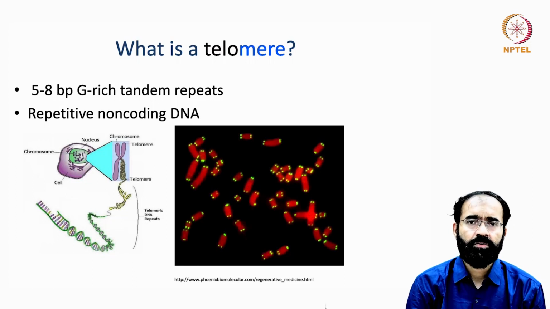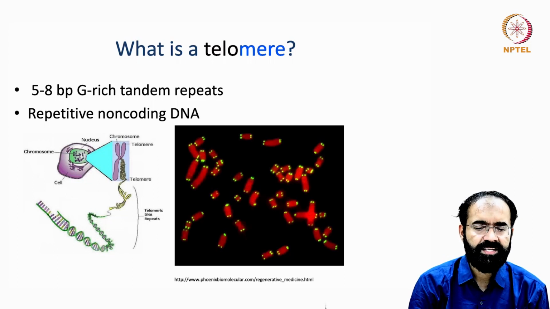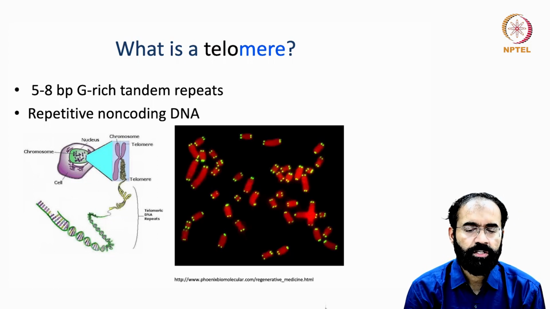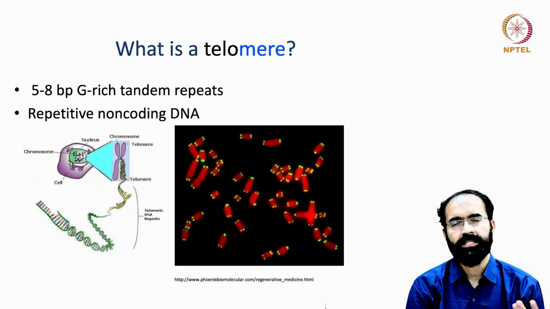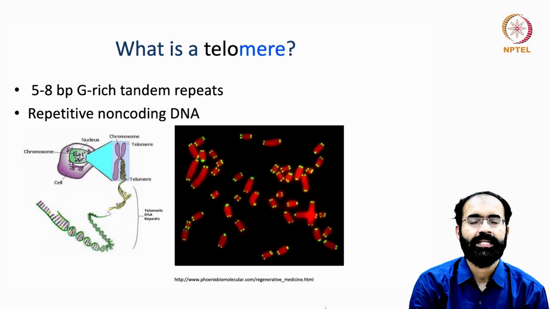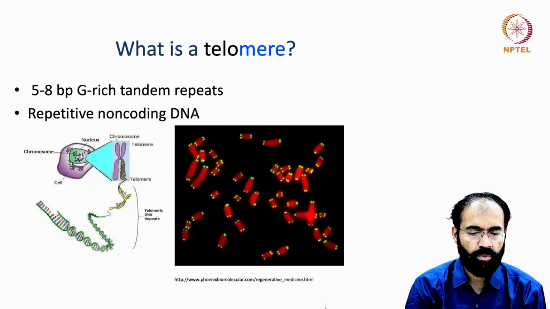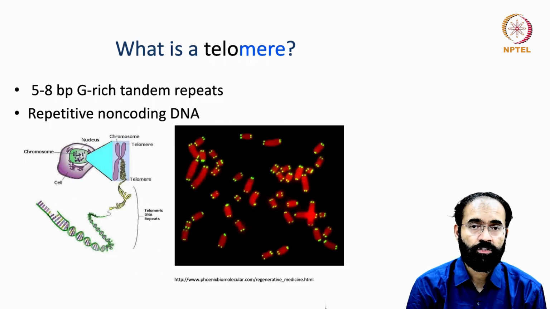It is around a 5 to 8 base pair G-rich tandem repeat. In humans it is T2AG3, roughly 6 bases in length, and it can vary from organism to organism. This is a karyotype where you can see chromosomes, and the tips are seen as yellow spots.